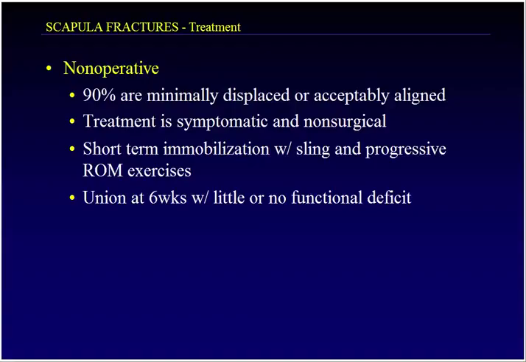Non-operative treatment is by far the preferred treatment for the vast majority of scapular fractures, and that includes the ones with glenoid involvement. 90% of scapular fractures are minimally displaced and acceptably aligned, and those are the patients certainly that will be expected to do very well with simple conservative treatment. Symptomatic treatment with a sling and early range of motion to the shoulder. You can expect union at about 6 weeks, and these patients, fortunately, will have very little to no functional deficit long term.